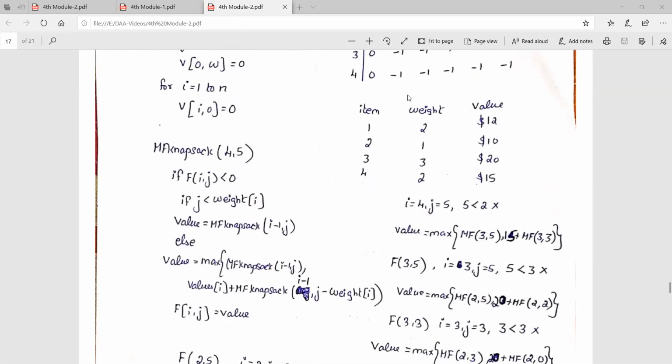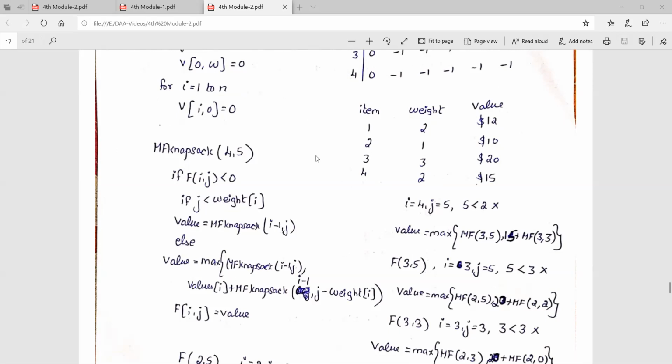Now I have taken the example, the same example I gave in the bottom up approach. We have 4 objects, and for each object we have the weight and the profit. Now I write the algorithm again. If f of i, j is less than 0, it means the value is -1. Now we have to check j less than weight of i, and then value is equal to MFKnapsack(i-1, j). Else this part.